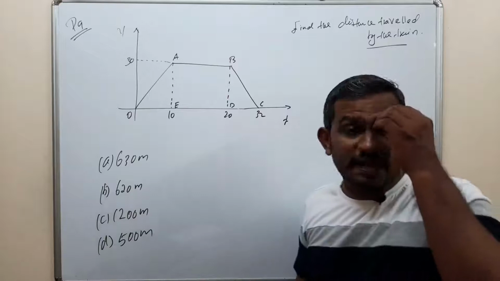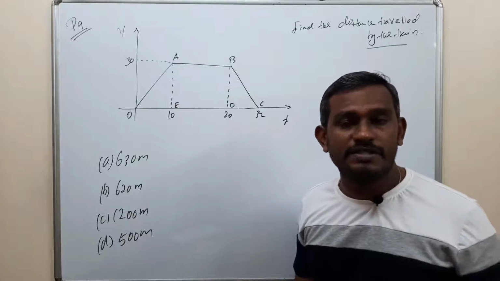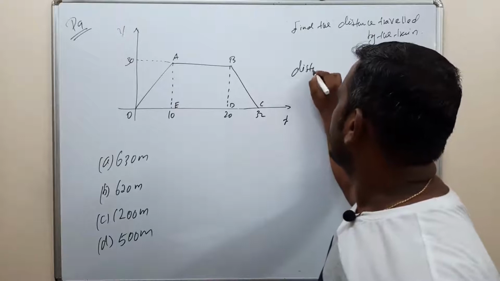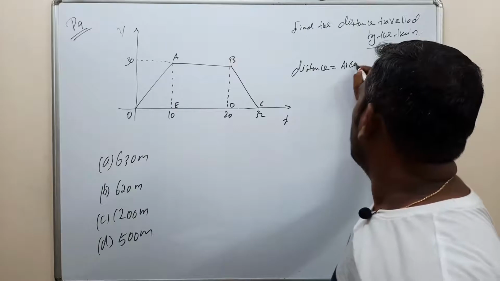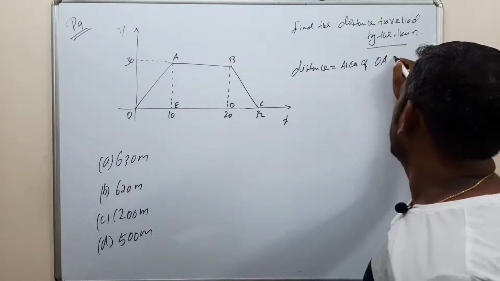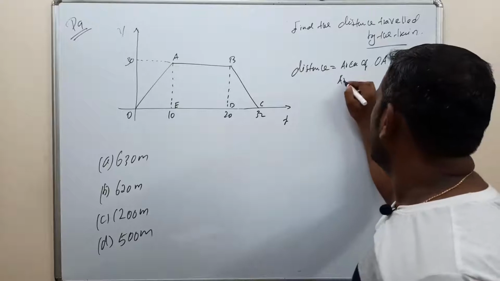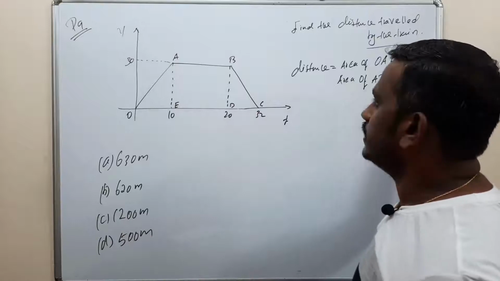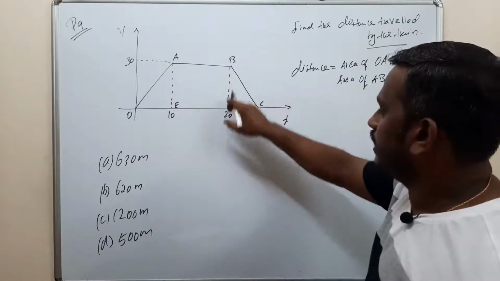So it's a velocity time graph. So the area under the velocity time graph gives the distance. So distance is equal to the area of the triangle OAE, plus the area of the rectangle ABED, plus again the area of the triangle BCD.